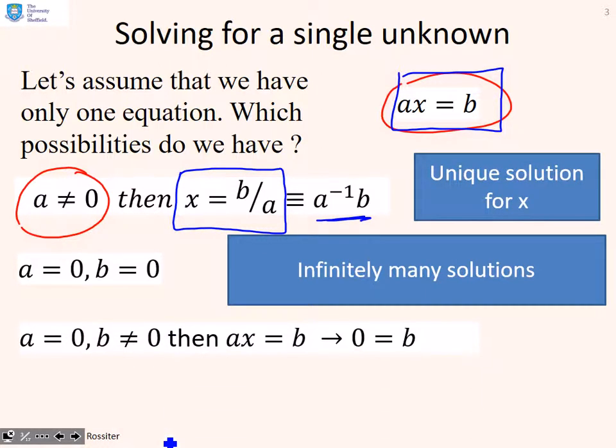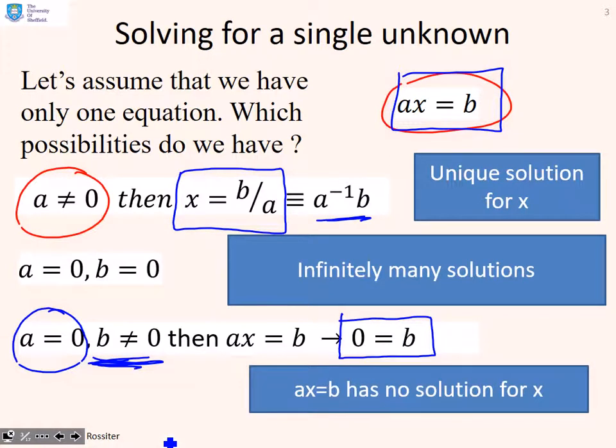Finally, what happens if a equals 0 but b is not equal to 0? Then in this case you're going to find you've got an inconsistency. You end up trying to solve 0 equals b. So in this case, ax equals b has no solution for x. So you'll see here 3 different types of scenario. 1, a unique solution for x. 2, infinitely many solutions for x. And 3, no solution for x.